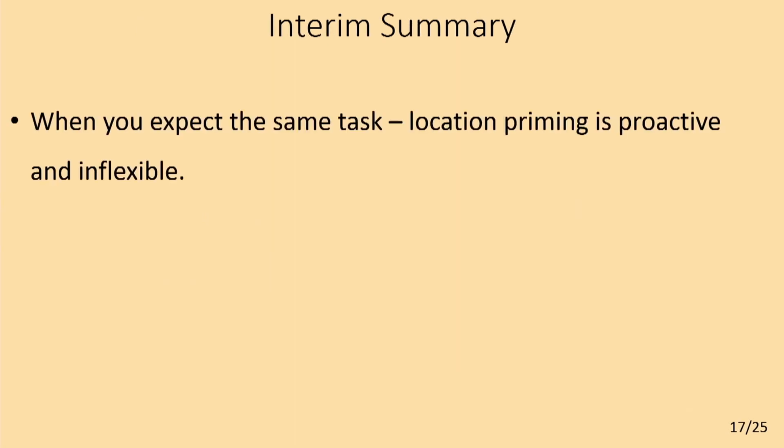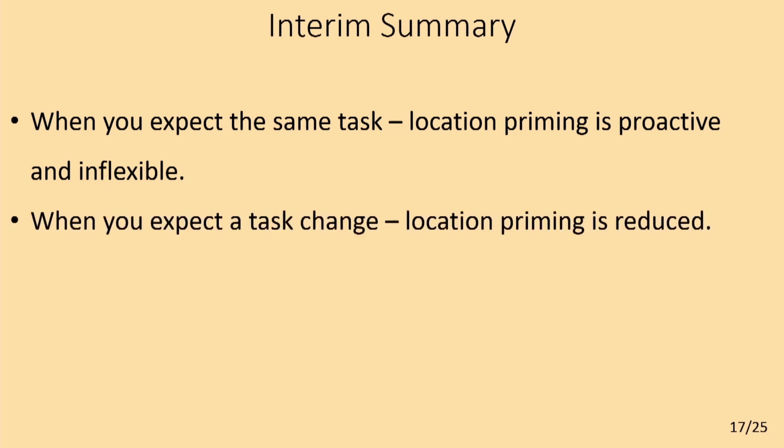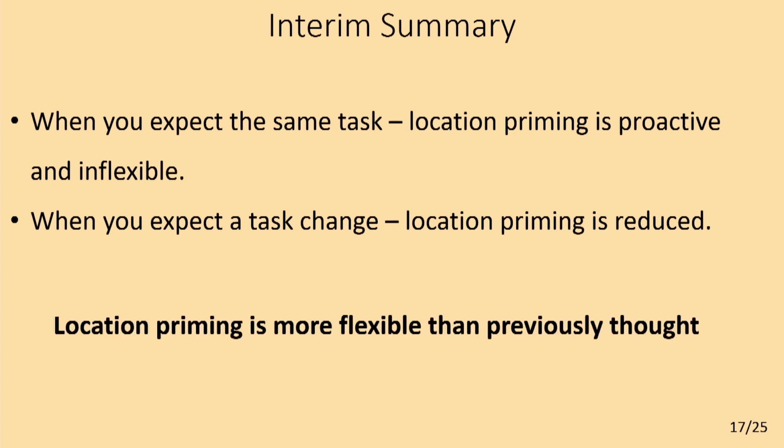To summarize for now, we prioritize previously selected locations proactively and inflexibly in line with the traditional location priming account. However, when we do know in advance what the next task will be, this bias is greatly reduced. This means that the bias is more flexible than previously thought, and it is important to note that expectations are not about the location of the target, but are more globally about what the next task will be. So we found that a non-spatial expectation influences a spatial attentional bias.